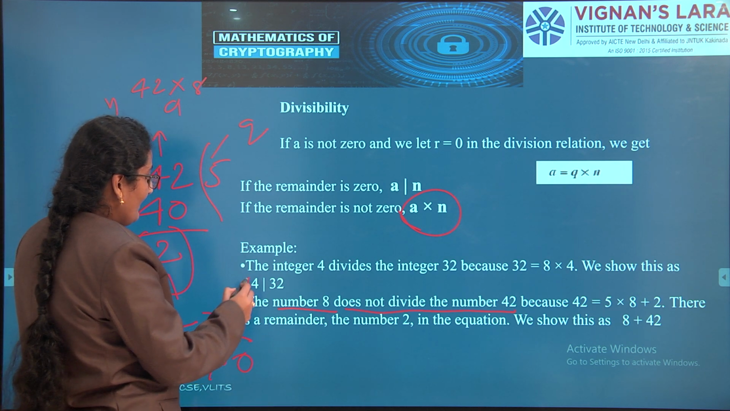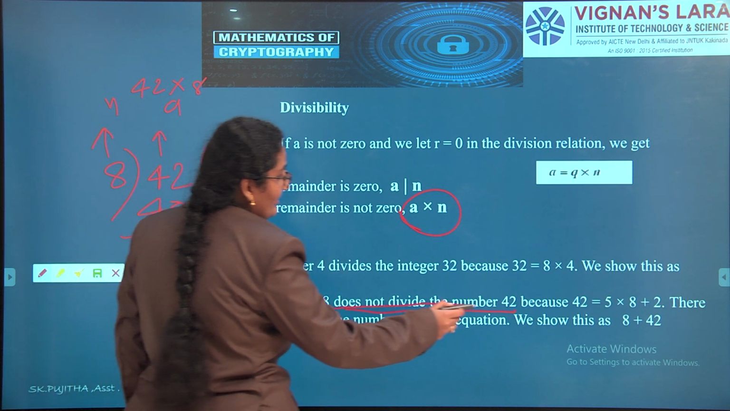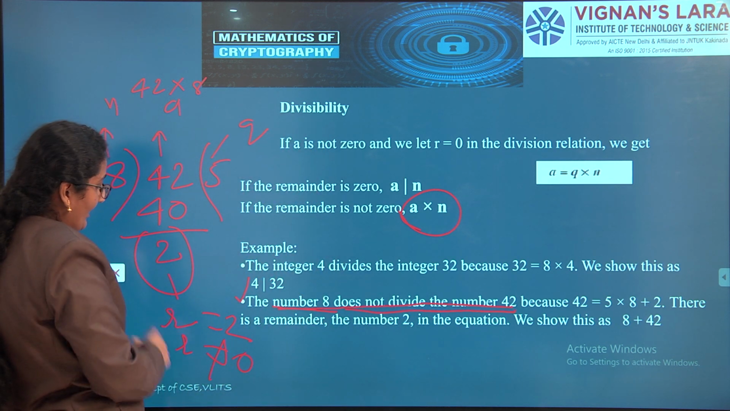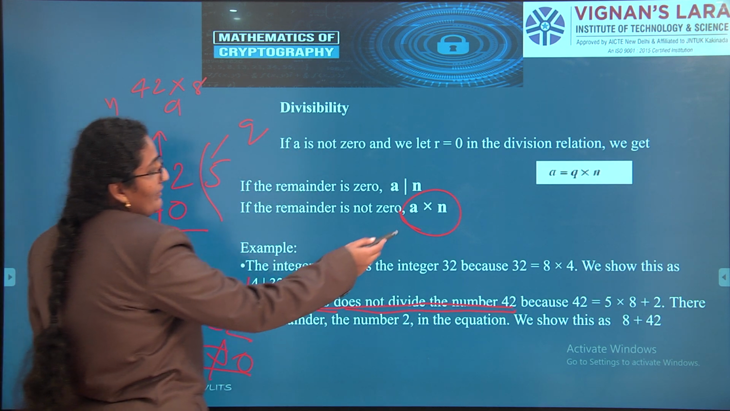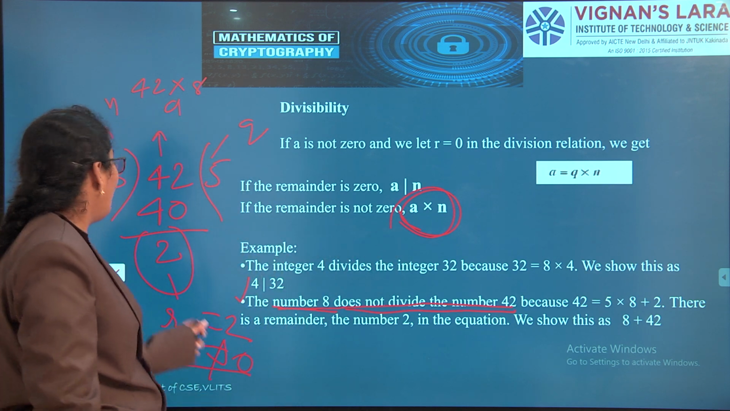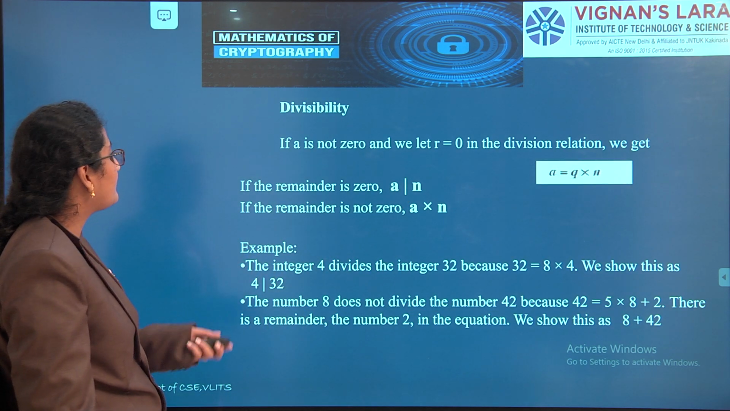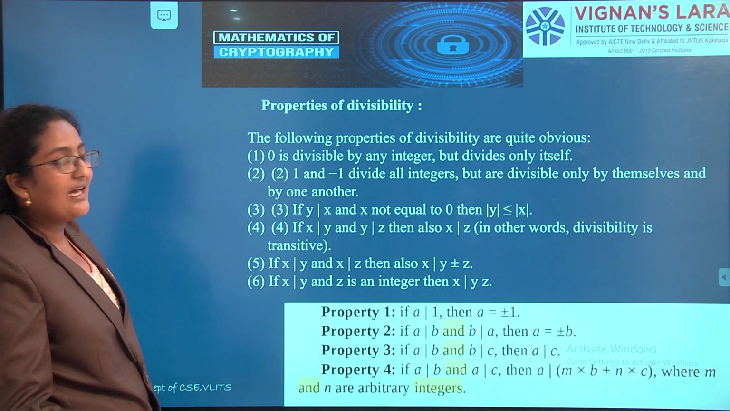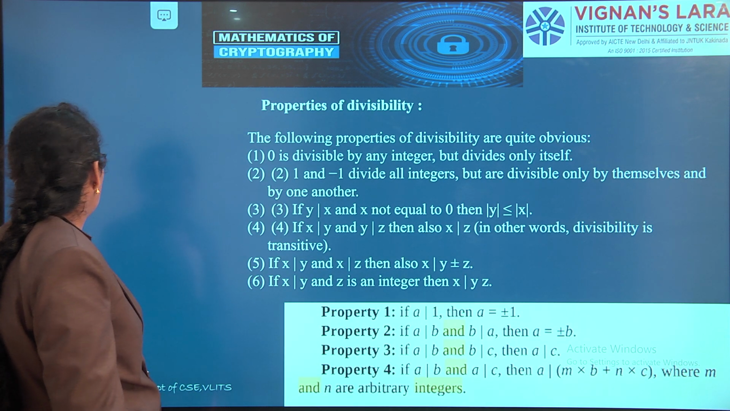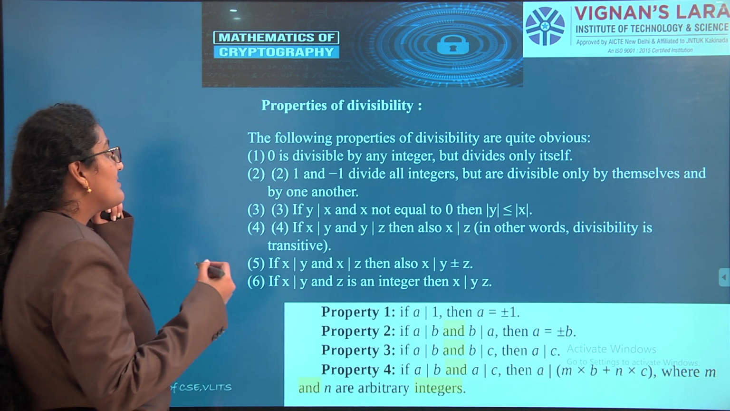So second example is number 8 does not divide the number 42 that we have performed. When R is not equal to 0, we should do A into N. Okay, this is divisibility. These are the properties of divisibility. Now we are seeing properties of divisibility.